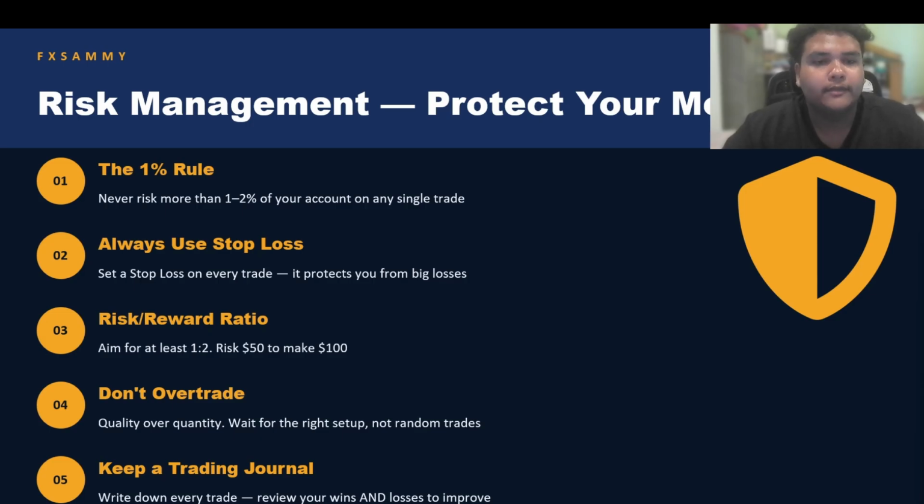Four, don't overtrade. It is also a most important factor. Quality over quantity. Wait for the right setup. No random trades. First of all, no trade is also a profit. If the trade is not matching your setup and you don't take it, that is also profit. No loss is a profit. Not losing our capital is also a profit.